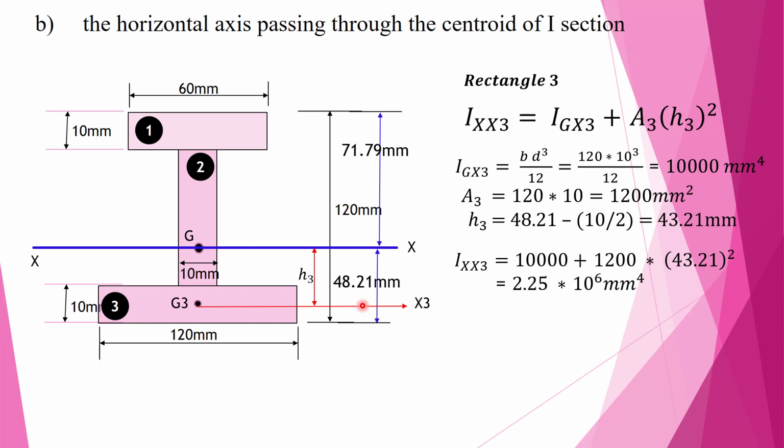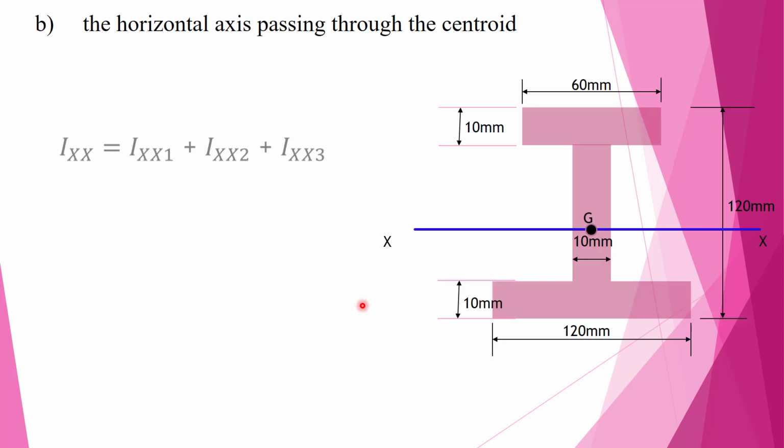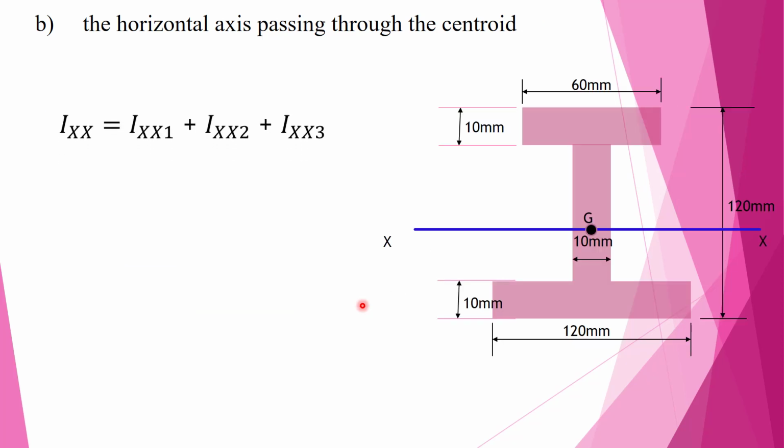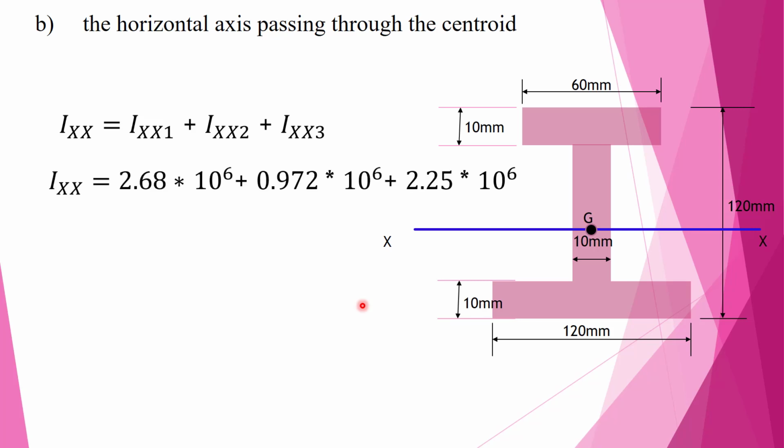Now we have Ixx1, Ixx2 and Ixx3. So you can find the final moment of inertia of the composite section about the centroidal x-axis using the formula Ixx is equal to Ixx1 plus Ixx2 plus Ixx3, which is equal to 2.68 into 10 raised to 6 plus 0.972 into 10 raised to 6 plus 2.25 into 10 raised to 6, which will be 5.9 into 10 raised to 6 mm raised to 4.